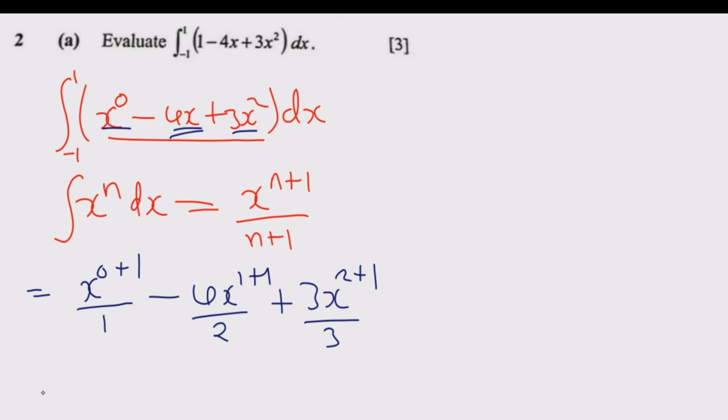Then simplifying this, what we get is x minus 2, into 4x squared is 2x squared. Then 3 into 3x cubed, 3 into 3 is 1, so we have x to the power 3. Then this is our integral, but we need to find the value over the interval -1 to +1.